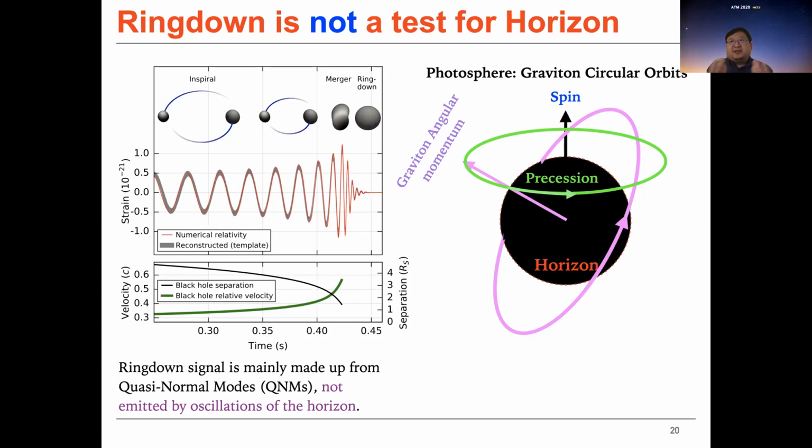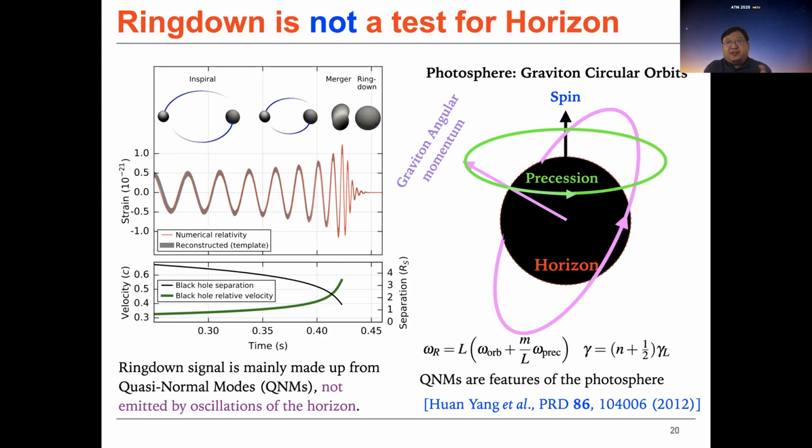This is connectable to a WKB treatment of wave equations in the background curved spacetime. So basically, the idea is that if you see the quasi-normal mode ringing of the black hole, the ringdown of the black hole, you have not detected the horizon, but you have detected the photosphere around the black hole, where null rays are circling the black hole on circular orbits.